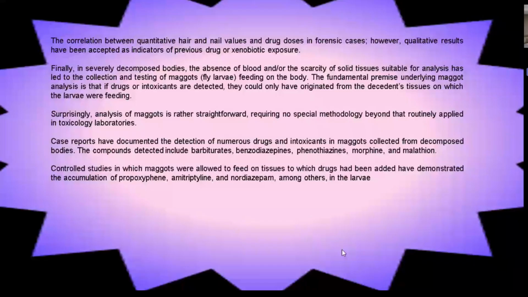The quantitative amount of toxin present in our hair or nail can also tell how long the patient or the dead person has been exposed to those xenobiotics, and how much amount is present. With that we can calculate. Finally, in many cases, a decomposed body also comes. From that, there may be blood, there may not be blood, and there are tissues also. They might have got putrefied, and we may not be getting them. So many times also, fly larva or maggots are there.